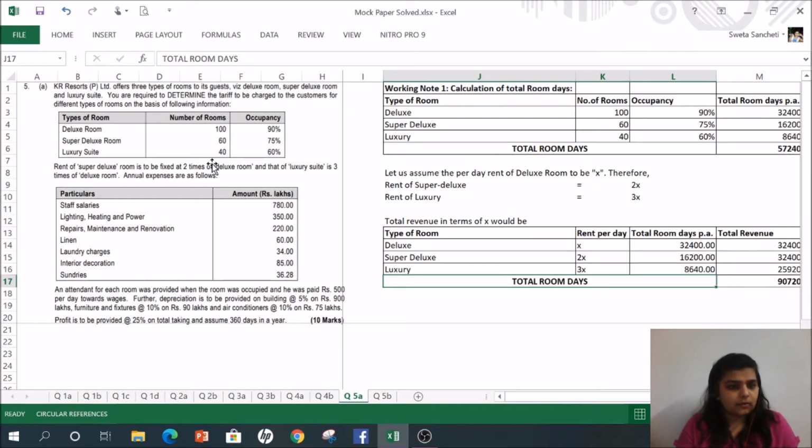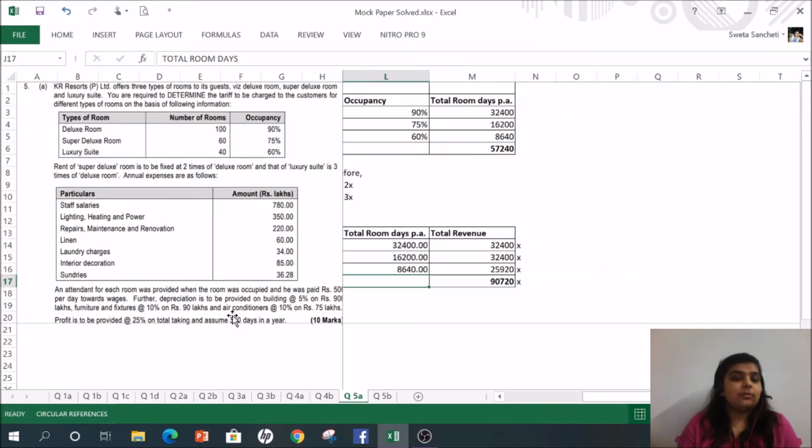Annual expenses are as follows: staff salary, lighting, repairs, linen, laundry charges, interior decoration and sundries. All amounts are given to us directly. An attendant for each room was provided when the room was occupied. Each room occupied, there would be one attendant, and he was paid rupees 500 per day towards wages. So that means what will be my total wages? 57,240 room days. So we have 57,240 service from the attendant. So 57,240 into 500.